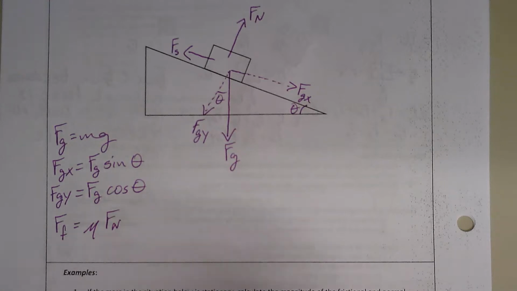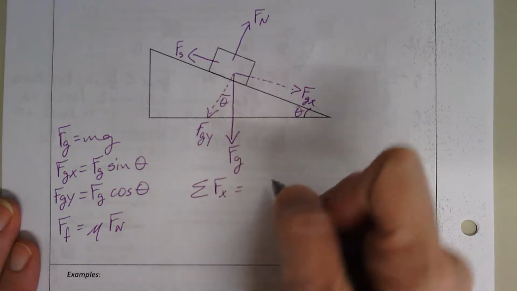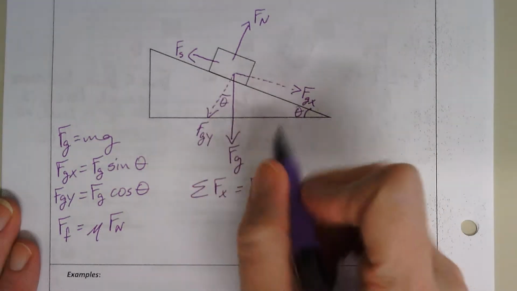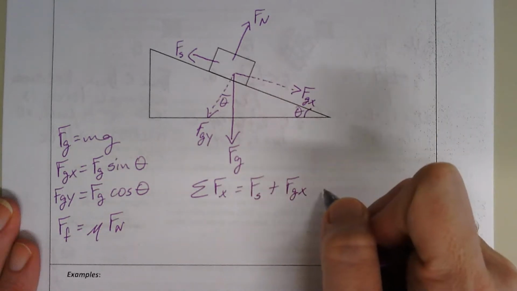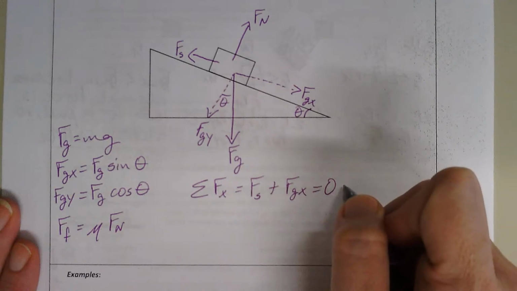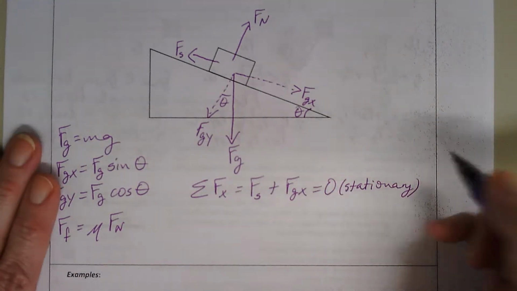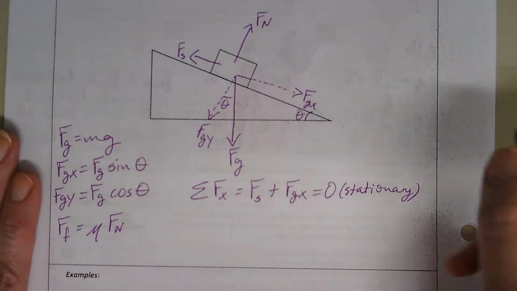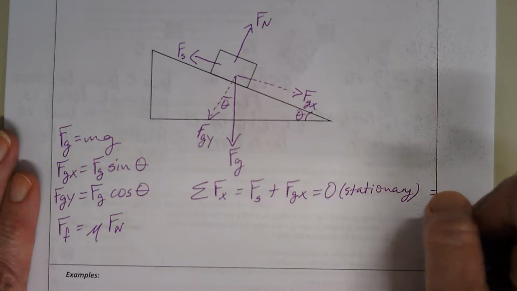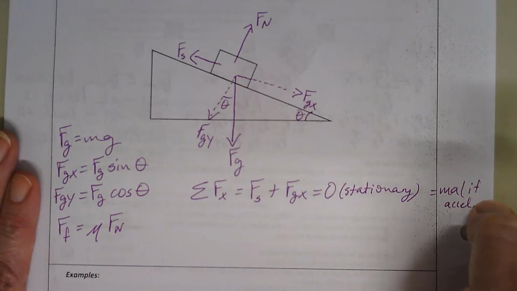So that means when you do your summation equations, in this case, our static friction is equal and opposite to our Fgx. If it's sitting still, the net force is equal to 0. Or if it's moving at a constant velocity, it's also equal to 0. But this will be equal to ma if it's accelerating.